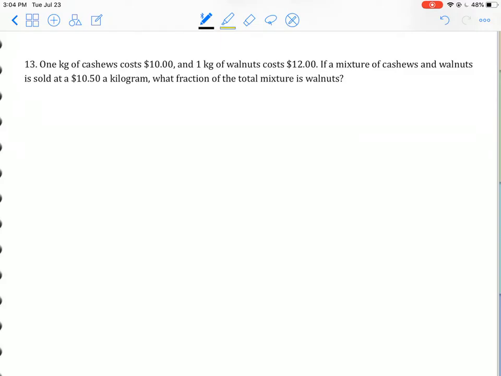1 kilogram of cashews costs $10 and 1 kilogram of walnuts costs $12. If a mixture of cashews and walnuts is sold at $10.50 a kilogram, what fraction of the total mixture is walnuts? So you and I are looking for a fraction.